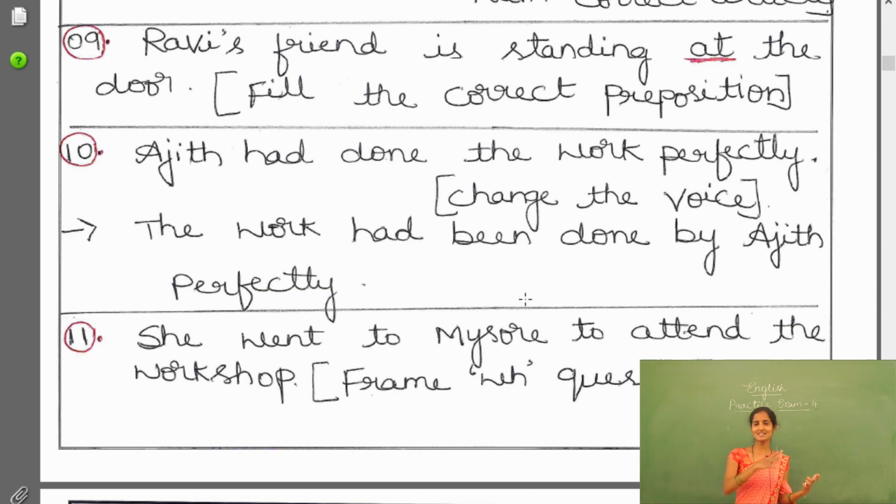So in all these examples, we can find prepositions. So here you can tell, she is now standing at that window. At. So in the ninth question, the answer is at the door. Ravi's friend is standing at the door. Is that clear?